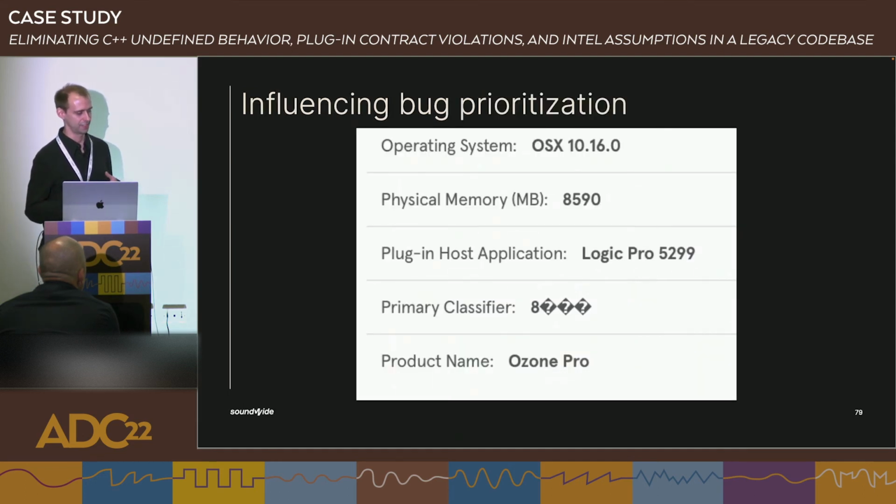Another related thing is bug prioritization. If a bug really seems like it's undefined behavior, even if it's not causing a huge user problem, it's something you might want to look at because, again, of all the reasons I talked about earlier why you don't want undefined behavior in a code base.